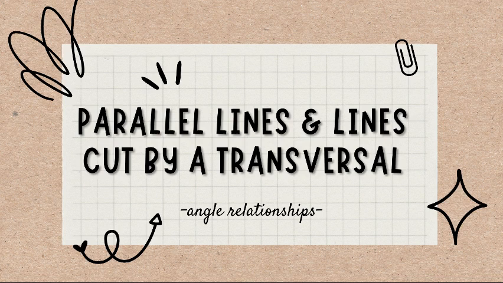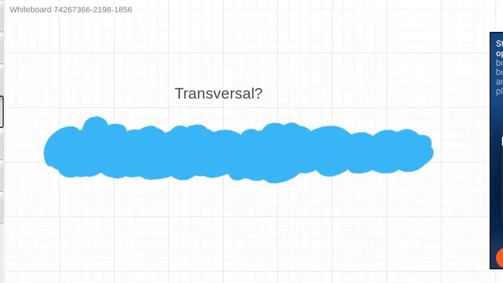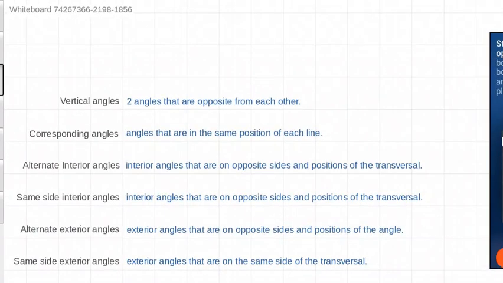Hey guys, welcome back. Today we are going to be learning about parallel lines and lines cut by a transversal. So what is a transversal? A transversal is a line that intersects two or more lines. So let's do some vocabulary.